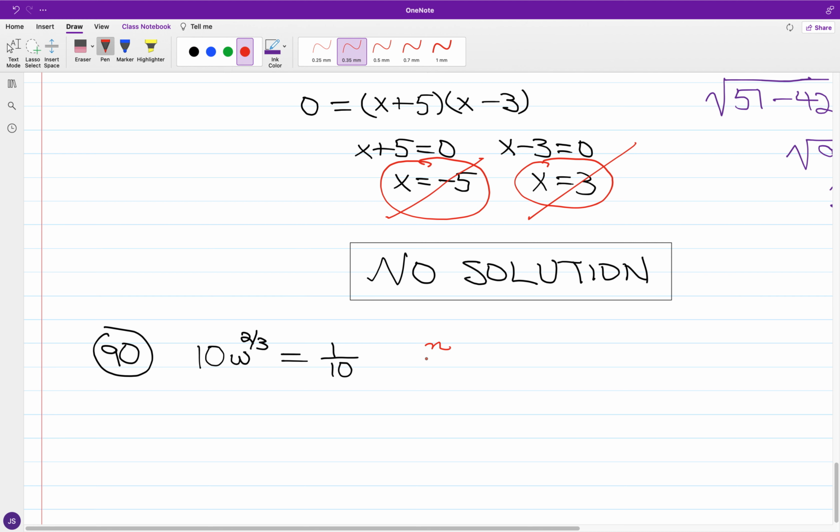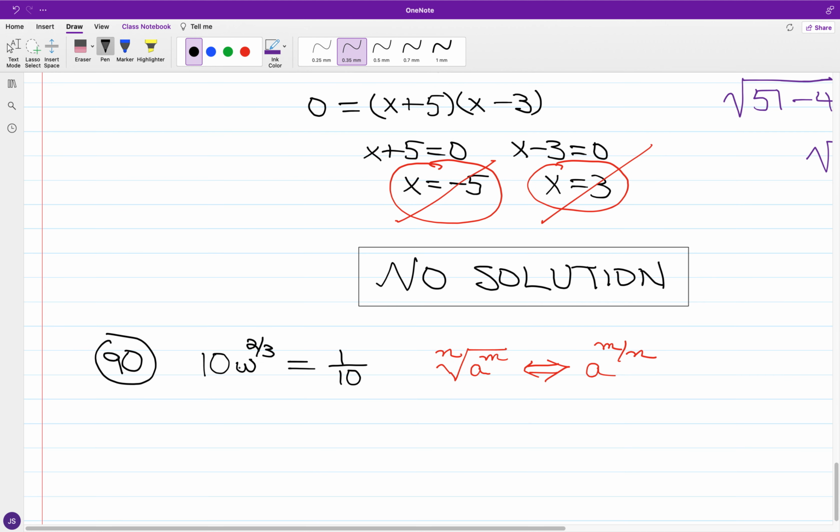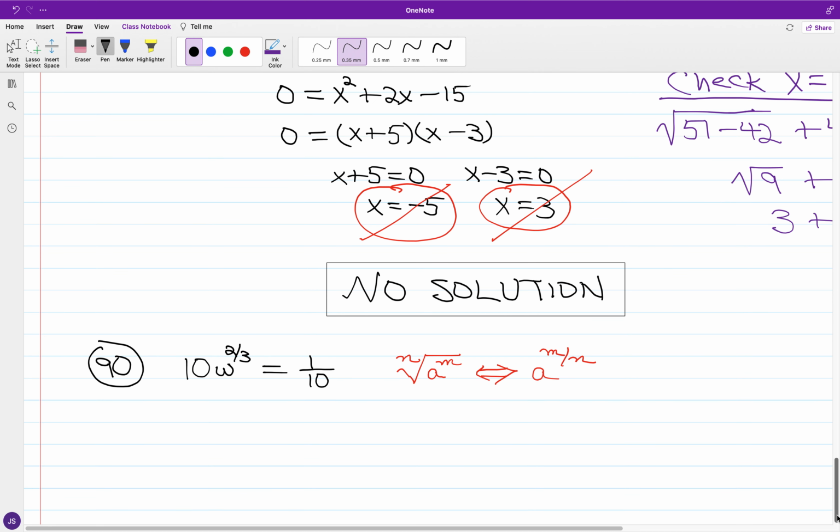Again, with non-integer exponents, you can rewrite in terms of radicals. We have like the nth root of a to the m and a to the m over n. Okay, are two different ways of saying the exact same thing. Okay, and we have now with 10 times w to the 2/3. All right, now the 2/3 degree is applying to only w, not to 10. And I'll tell you what I'll do here. I'm going to go ahead and just isolate the w to the 2/3.